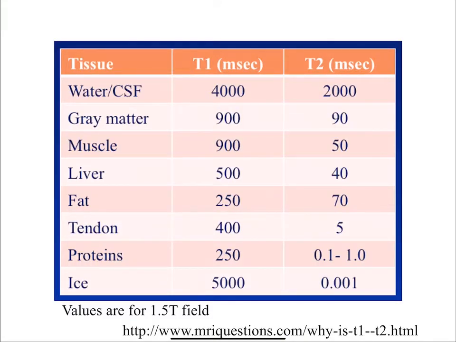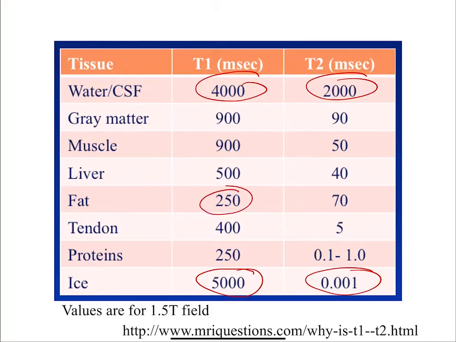Okay, so this is just a summary of T1 and T2 values. You can sort of see for water, they're both very high. And if you look at ice, the T1 is very high, but the T2 is very short. For fat, the T2s and the T1s tend to be much less than water. Especially the T1 is much less than this, like the gray matter of the muscle.